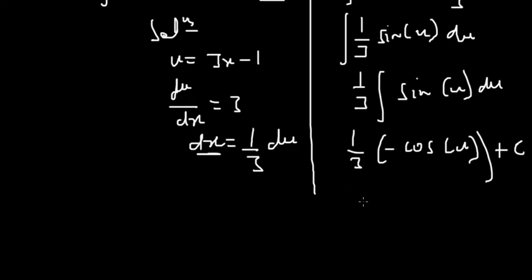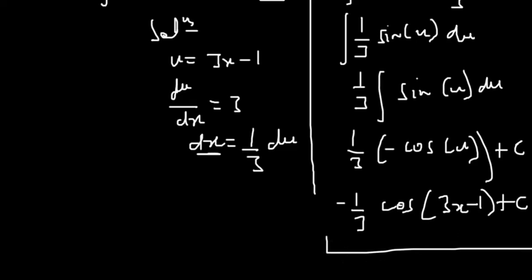Now from here you could rewrite this as minus 1 over 3 cos of u. We know that u is 3x minus 1, so we just replace that with 3x minus 1, and then you bring in your constant. So this will be the final answer. You could notice that I made this look a bit simple, very simple, so that you get to understand.